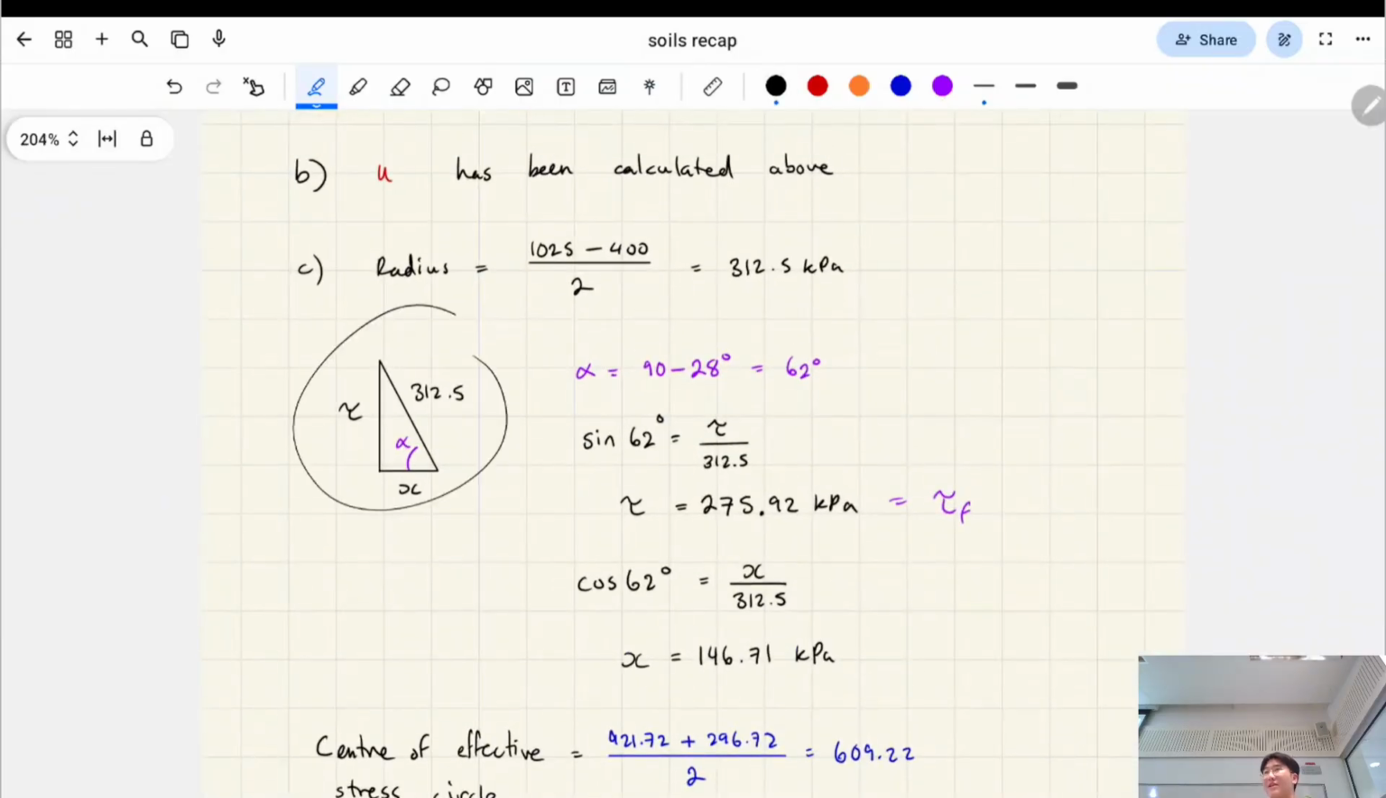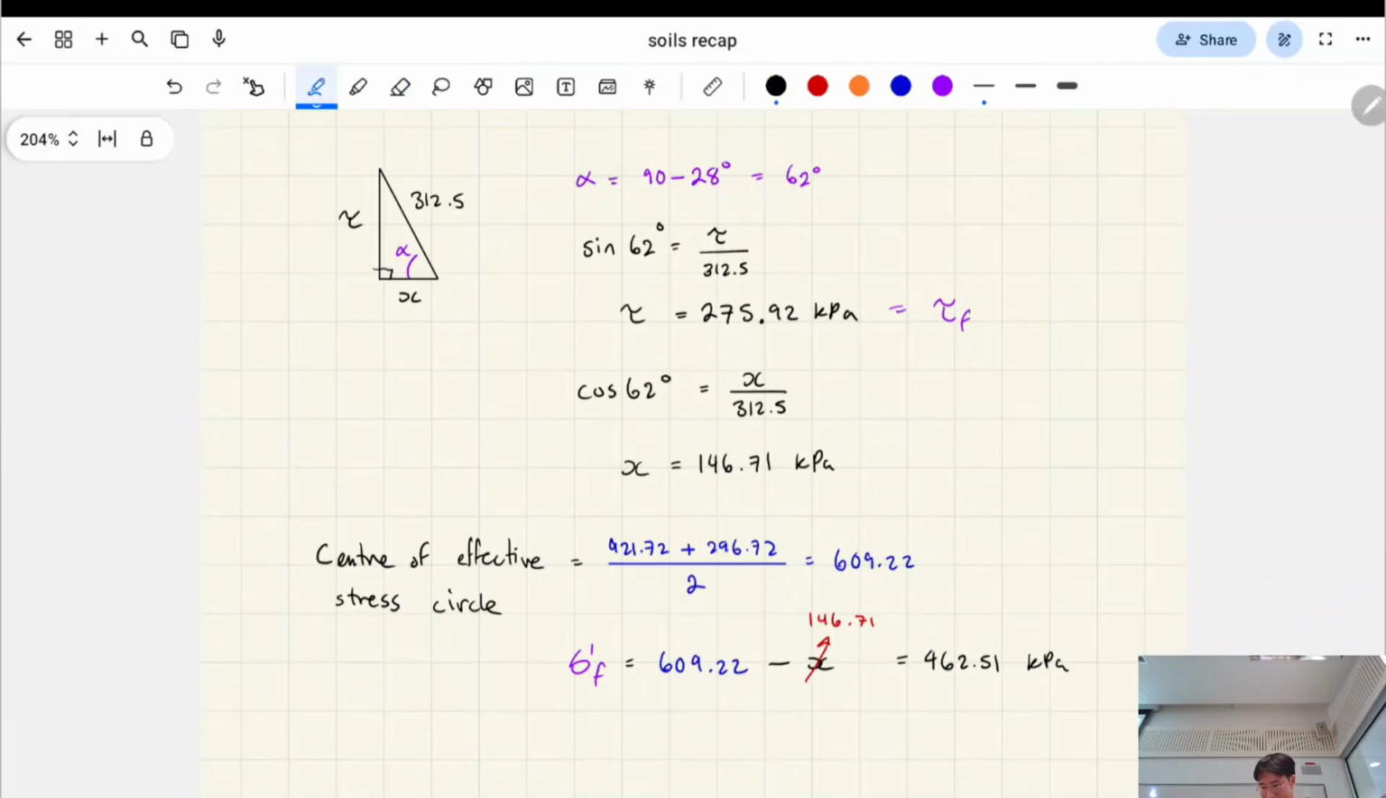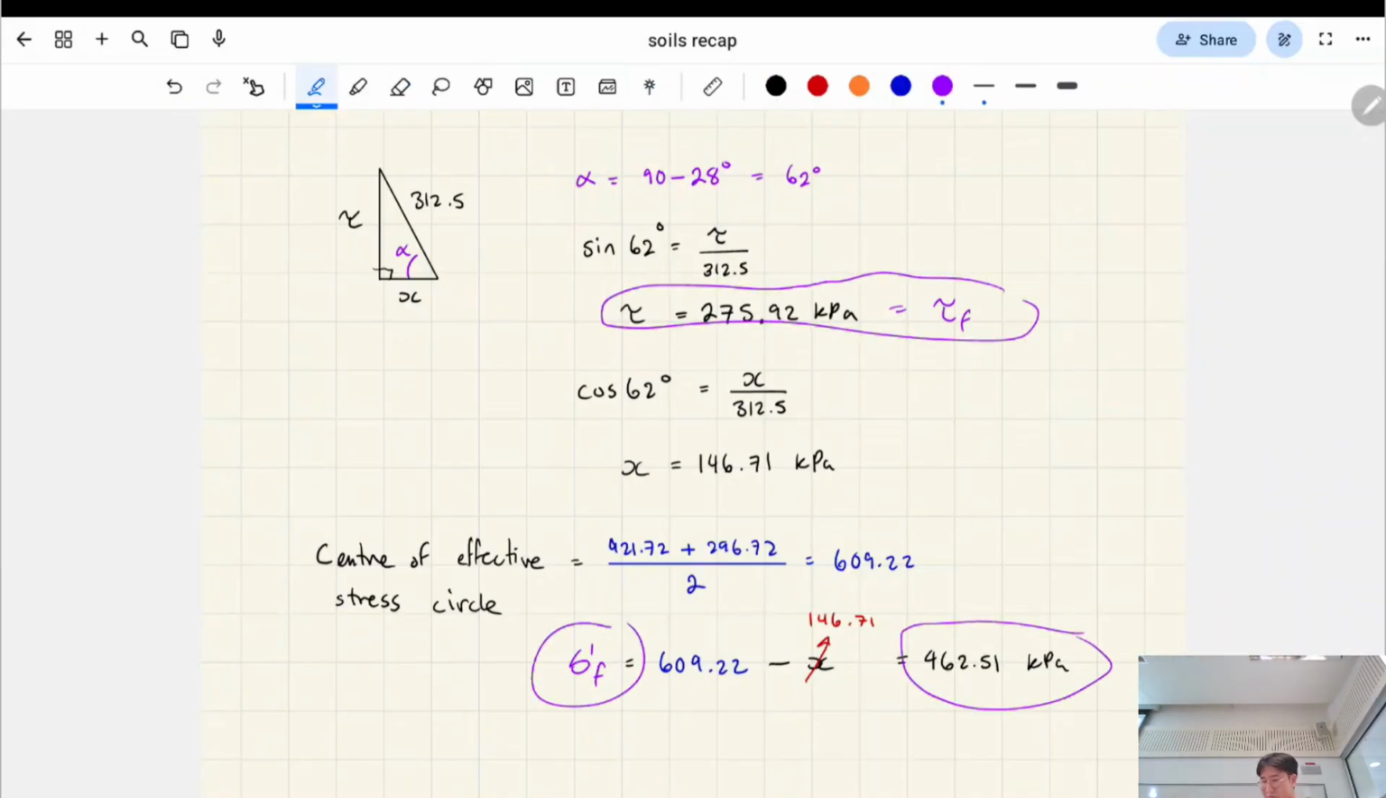Hypotenuse, triangle geometry, that kind of thing. We can work out everything based on angles, and we're solving for tau and x. So x is in the normal stress direction, but it's not what the failure stress is. We have to find the center of the circle. This is what the question is asking for. We care about these effective axial stress and shear stress quantities.